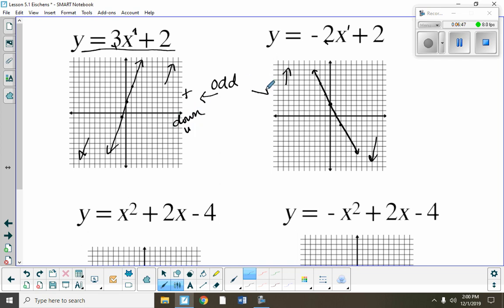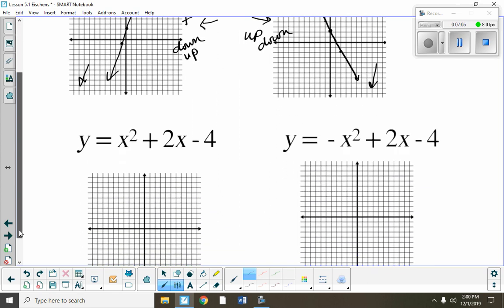Here, the leading exponent is a negative. And now on this side, we are up, and on this side we are down. So we're just looking at that pattern, because whenever you have odd exponents, it's going to act that way.